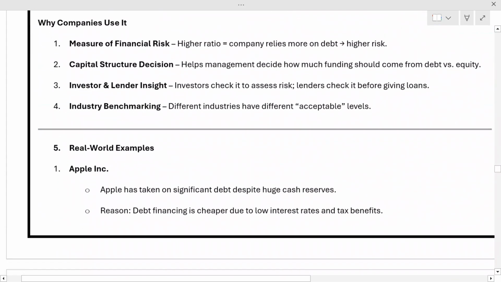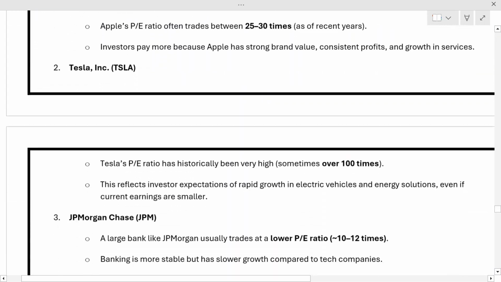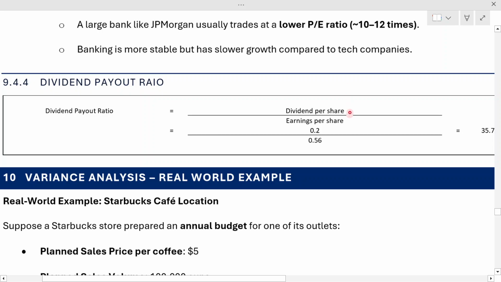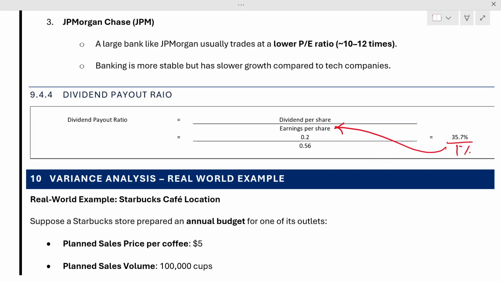below and see where it was. Yeah, so our dividend per share was 20 cents and our earnings per share was 56 cents. That gives us 35.7%. What does this mean? This simply means that if we are earning $1, then out of that $1 we are paying 35 cents to the investors.